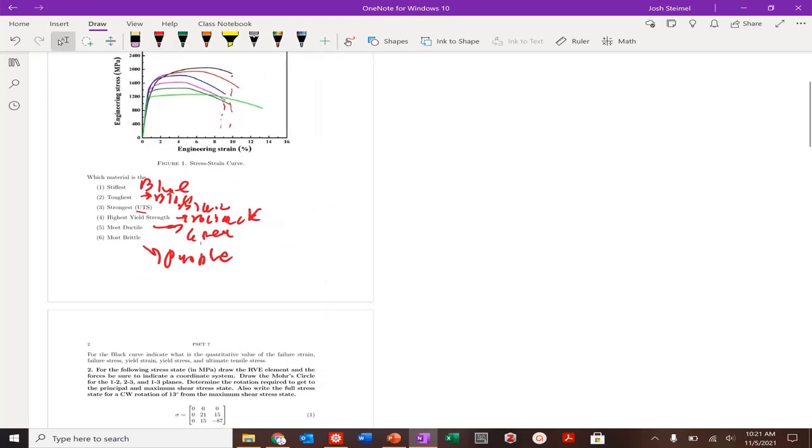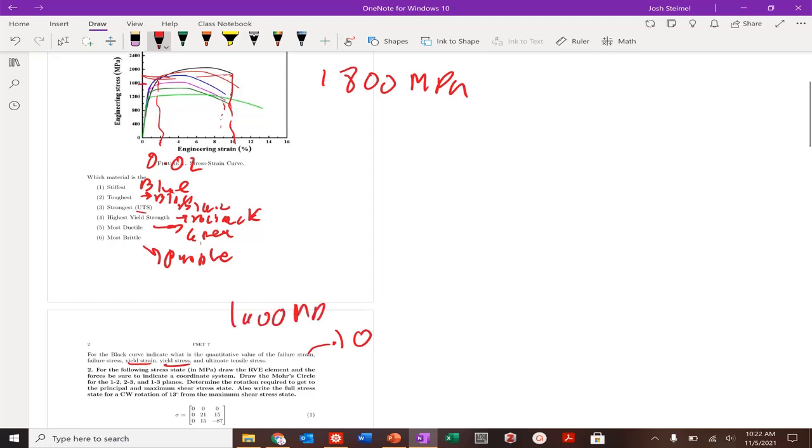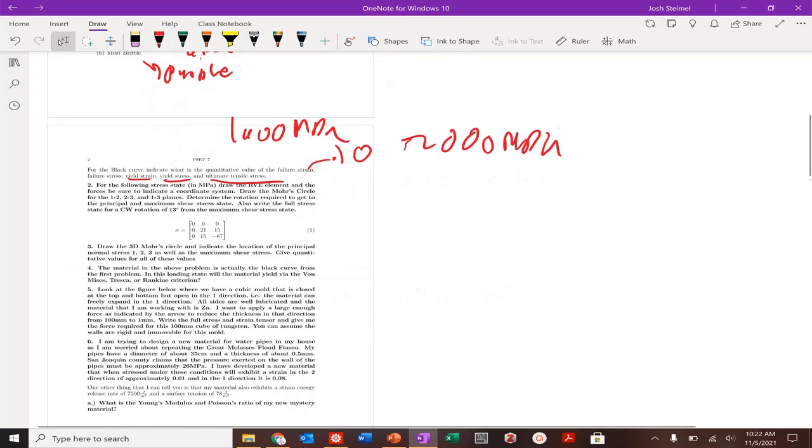For the black curve, indicate the quantitative value of the failure strain. So the failure strain is probably about 10%, or basically 0.1 strain. Failure stress looks to be about 1800 MPa. Yield strain, let's say it's about here, about 0.02. My yield stress is about 1600 MPa. And then ultimate tensile stress, I'd say it's probably about 2000. So make sure you have all those values down.